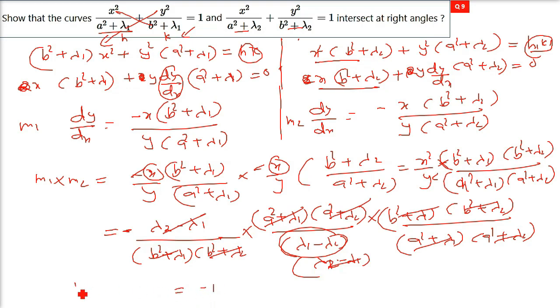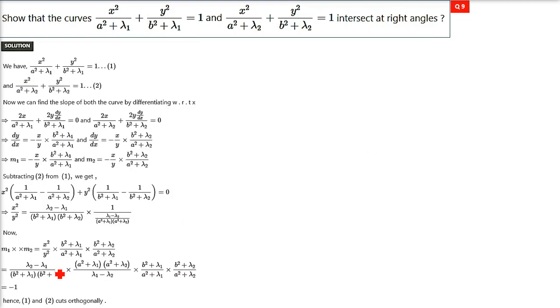When you get negative 1, m1 into m2 is equal to negative 1. That is the indication that the curves are intersecting at right angles. They are orthogonal to each other, and we have proved it also by computing mechanism. Let me show you the solution which you have to follow. This computation will take some time, and I hope you'll be able to get through it.